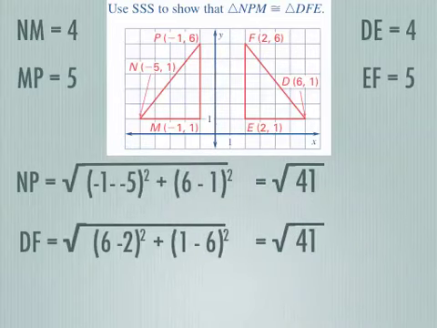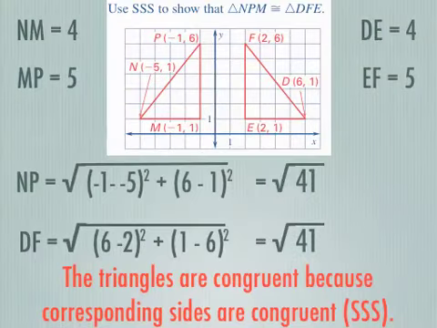So notice I have three congruent corresponding sides between these two triangles. So I can use the side-side-side congruence postulate to say that the triangles are congruent.